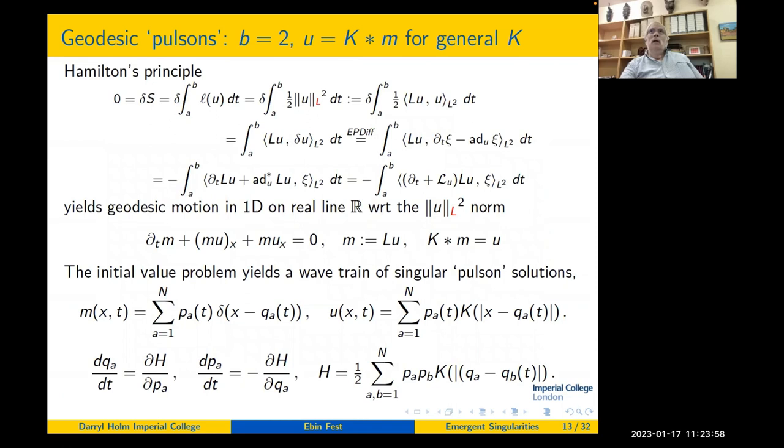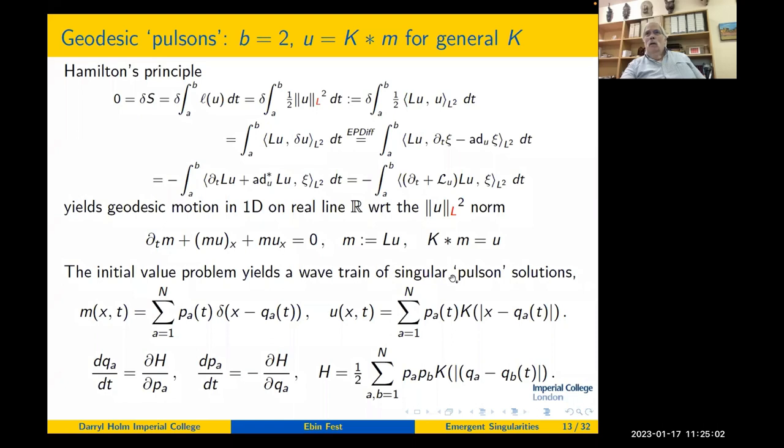Okay, so what about other Green's functions? Rather than Green's functions, let's just define a norm in terms of an operator L, some bounded even operator. And let's compute its Euler-Poincaré equation using the Euler-Poincaré theorem, using that variational relation that Tudor talked about in his talk as well. The Euler-Poincaré equation for the quantity L operating on U, that's M, and this is that equation with B equals two. And the initial value problem will yield us a velocity which has the shape of whatever we choose as the Green's function for the operator L.